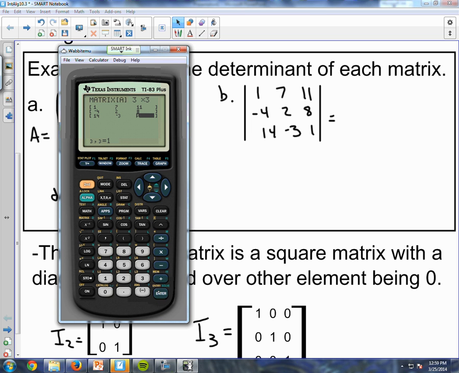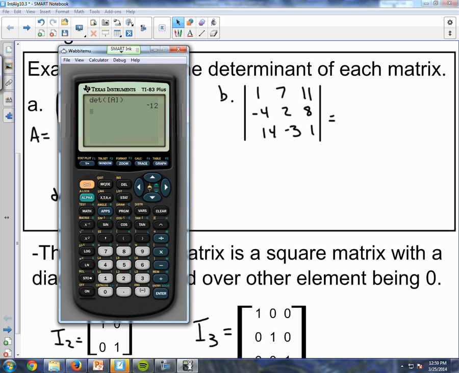Enter. Before I back out, since this one has so many entries, I'm going to make sure that I got it right. So I'm going to recheck, and I got 1, 7, 11, that's good. Negative 4, 2, 8, that's good. 14, negative 3, 1, that's good. So I would recommend you double check them just to make sure you don't mistype something, because one number's off, throws the whole thing off.